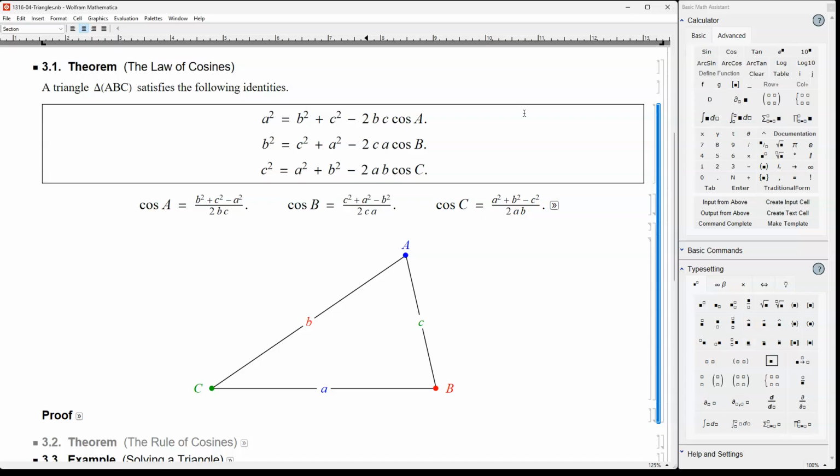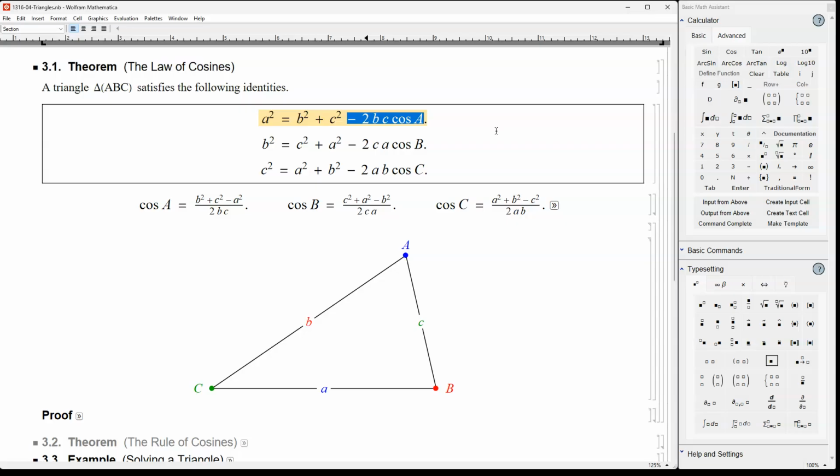Based upon this convention, the relation we get is these three identities, which correspond to the three angles: one for angle capital A, one for angle capital B, and one for angle capital C. Now, in each of these identities, if I remove this cosine part, what do you see? A squared equals B squared plus C squared. It looks exactly like the Pythagorean theorem.